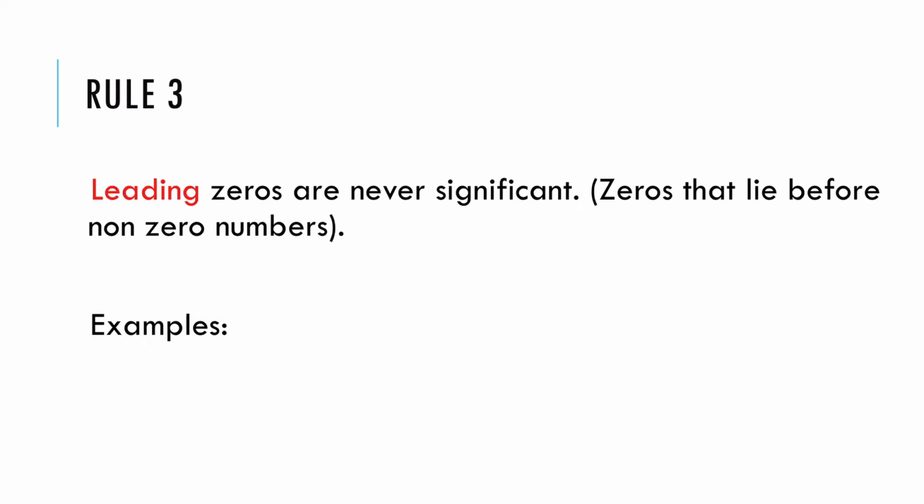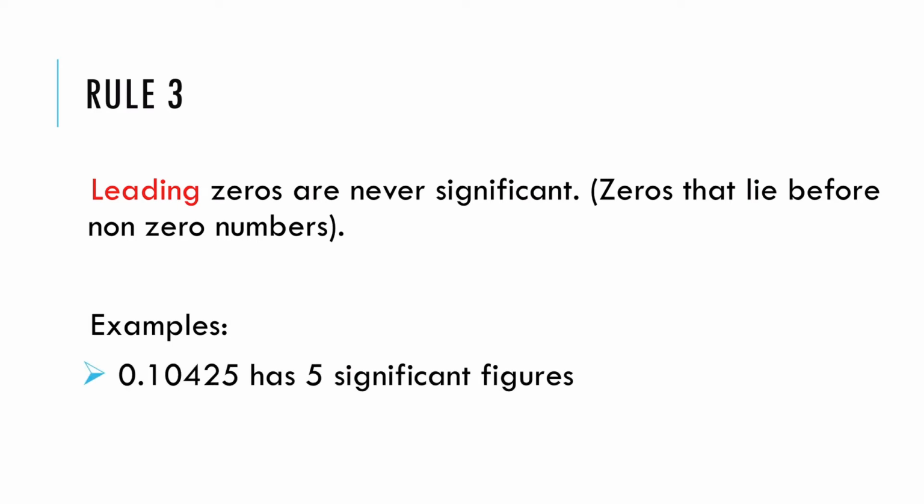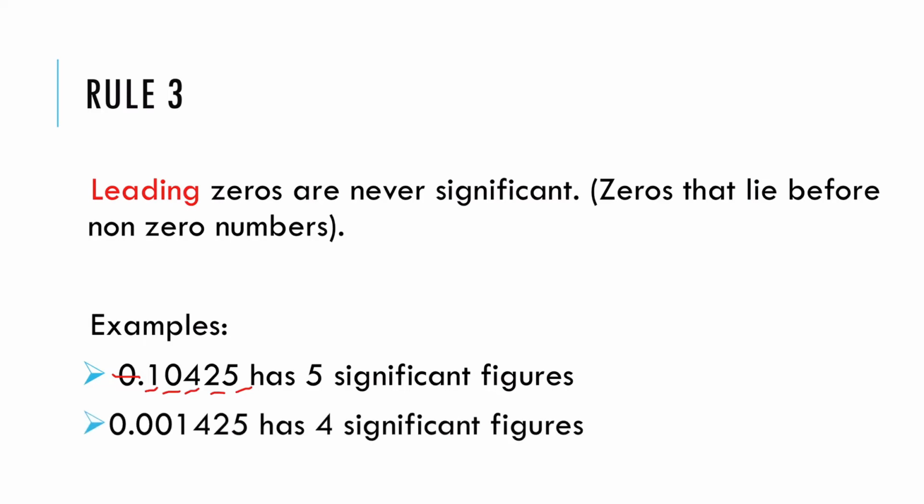Rule 3 says that leading zeros are never significant. So zeros that lie before any non-zero numbers are never significant. For example, 0.10425 has 5 significant figures because leading zeros are non-significant, so we forget about that. We've got our 4 non-zero numbers and we have a trapped zero, which rule 2 says is also significant. And again, in this next example, if we get rid of the leading zeros and we underline the non-zero numbers, this has 4 significant figures.